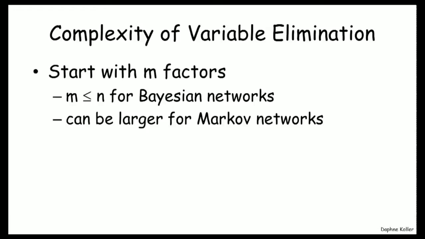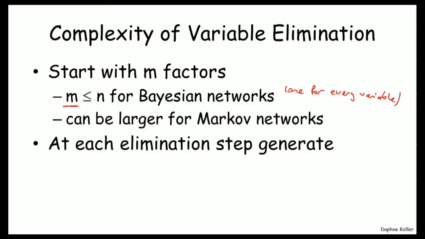Which is the CPD. And the reason I wrote less than or equals is because of the reduction by evidence. Now, for Markov networks, it can actually be larger. So if you think of a grid Markov network or a fully connected pairwise Markov network, the number of factors can actually be larger than the number of variables. So that's why we have the complexity in terms of m as opposed to in terms of n.